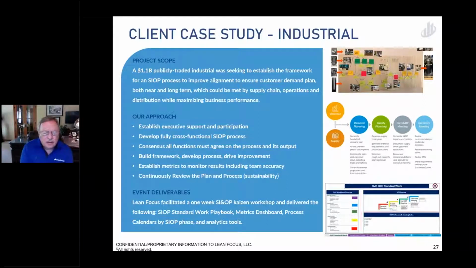So what we did in this approach is we first established the right team and got the right executive support and participation. We developed the process during a Kaizen week workshop, where we spent a couple of days working on the theory, and then applying the theory to actually come up with a process that's going to work. Part of that is you map out the current value chain.